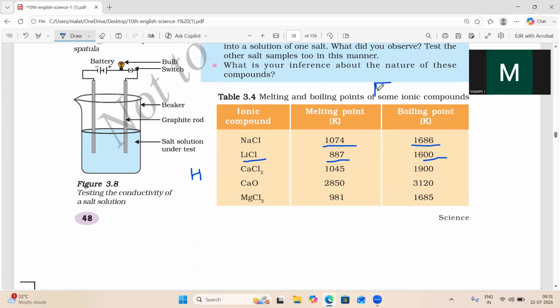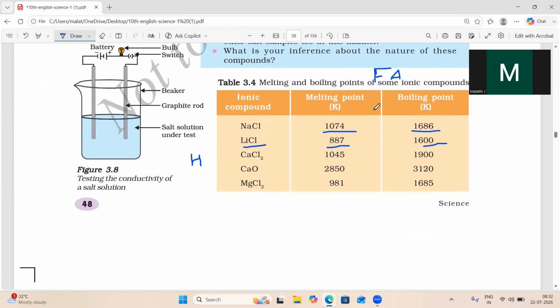Why are the melting and boiling points of ionic compounds high? Because of the force of attraction between the ions present. We cannot break these oppositely charged ions very easily, so they have high melting and boiling points. They will ask why the boiling points of ionic compounds are high: because of the strong electrostatic force of attraction between the positive and negative ions.